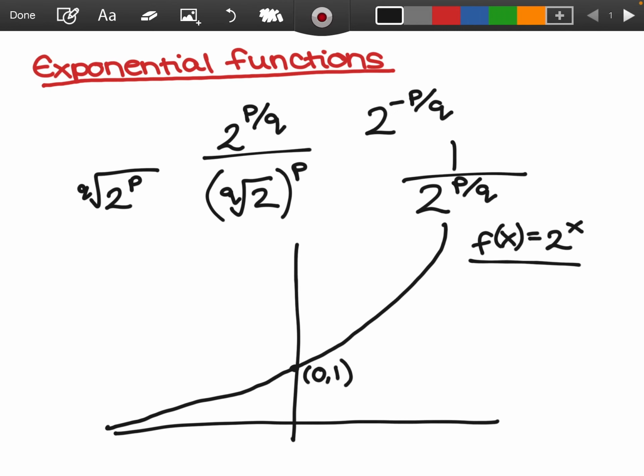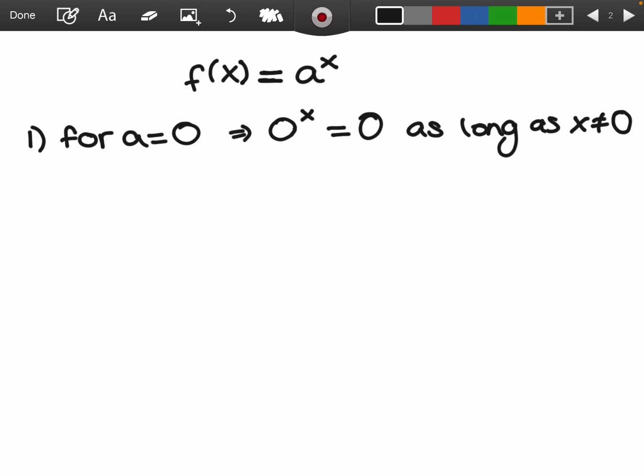Because it looks nothing like what we're used to back here with this particular exponential graph that we've looked at with a base of 2, we actually don't ever consider a base of 0, because it's nothing like what we're used to.